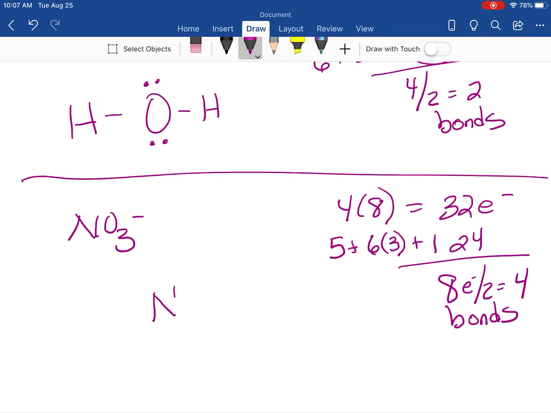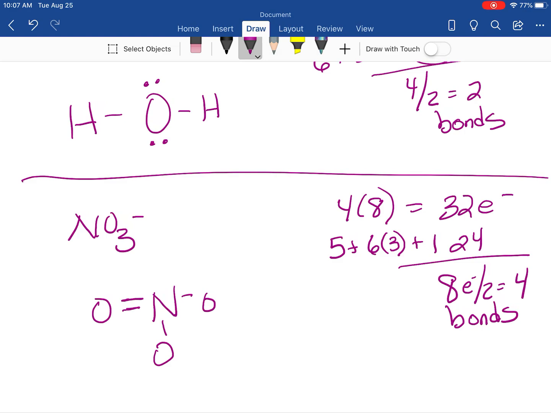So nitrogen is our least electronegative element. If I attach an oxygen to each, now I only have 3 bonds. So I'm going to add a 4th bond to one of the oxygens. We'll talk about resonance in the next lecture, but I'm going to pick this one. You could have picked the bottom one. You could have picked the right one. It doesn't matter.